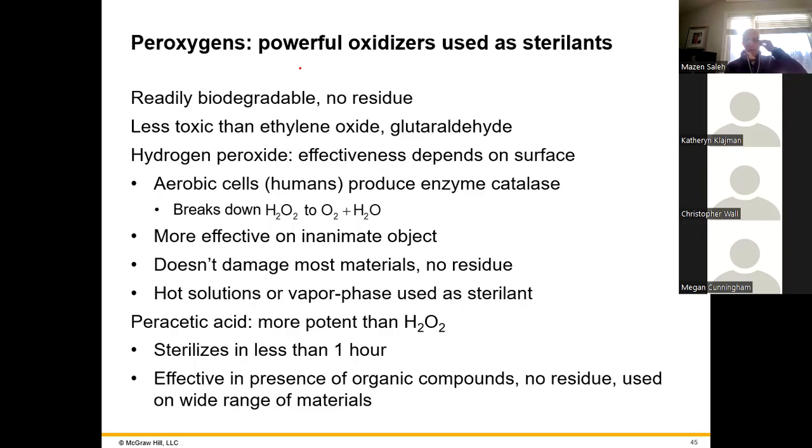Peroxide is more effective on inanimate objects. It doesn't damage most material. It doesn't leave any residue. Hot solutions or vapor-based are very, very strong, and they are used in the form of sterilants. Peracetic acid, another peroxygen, is even more potent than peroxide. It sterilizes in under an hour, and it's effective even in the presence of organic compounds. Like peroxide, it doesn't leave residues, and it is widely used on a wide range of materials.